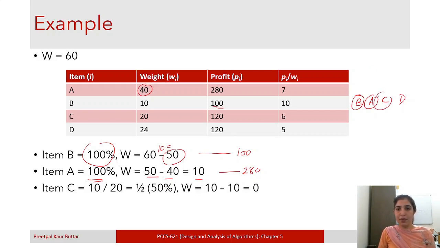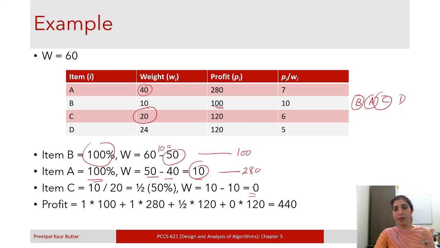So for item C, we are left with a weight of 10, and the weight of item C is 20. So we have to pick half of it, 50%. If we pick 50%, the weight we are left with is 0, and the profit is 50%. Okay, so the profit which we are getting is 60. This is how we are calculating the profit.